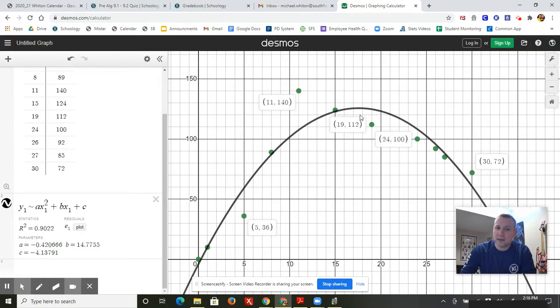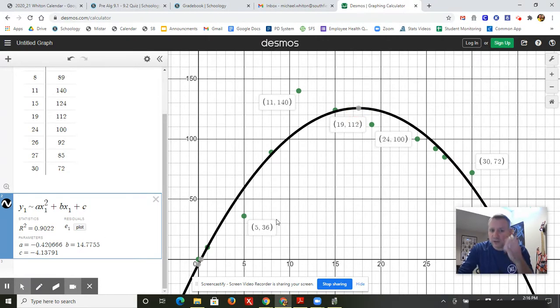We could use that then if we wanted to find the vertex, using the negative b over 2a, or a cool feature with Desmos, if you just click on it, it will give you that point. This point was not one of the points in the table, but it's actually the maximum value, based on what the equation is. So that's how you do this in Desmos.